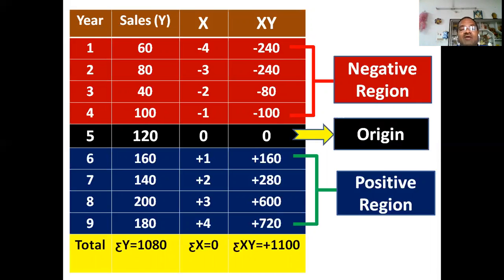When we go backward, that will be the negative region. Look at the 4th year. When we take a step back from the 5th, 4 will come. That is minus 1. After that, if you take another step, minus 2, minus 3, minus 4.